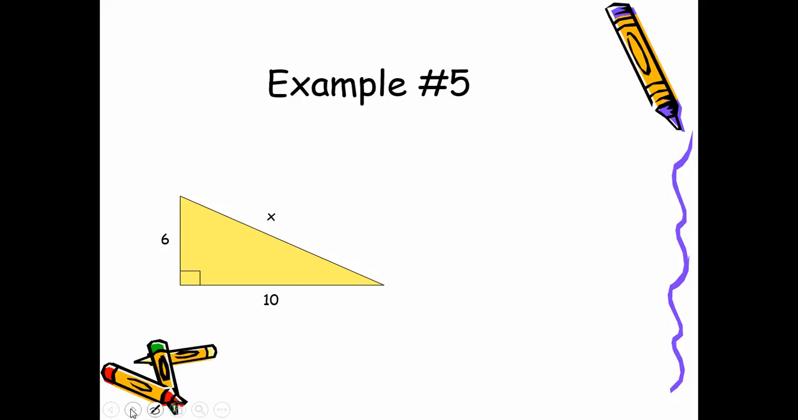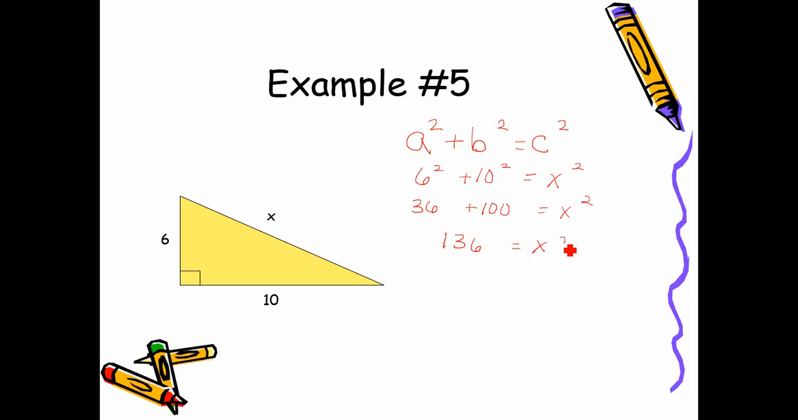So for example, this would be one that you would want to write your last example into your notes. If you have 6 and 10 as the legs of the right triangle and you're trying to find the hypotenuse, we would use the Pythagorean theorem to do this. A squared plus b squared equals c squared. So we would say one of the legs is 6, the other leg is 10, and the hypotenuse is x. So 6 squared is 36, 10 squared is 100, equals x squared. 136 equals x squared then.